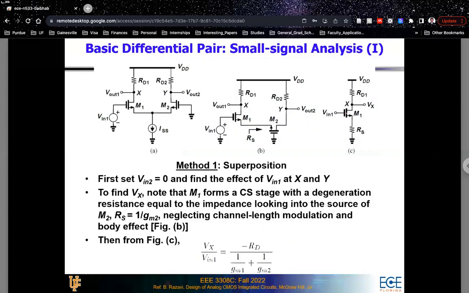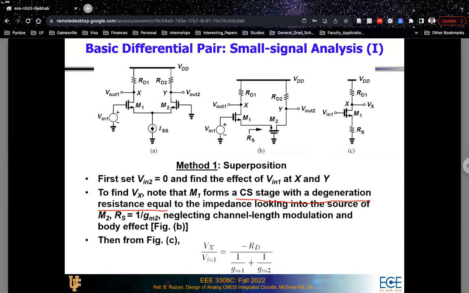So we could have also discussed this one, the Vx divided by Vin1, which is basically your common source stage with a degeneration resistance. So your common source stage with degeneration resistance is Vx divided by Vin1, that is equal to minus Rd divided by 1 over gm1 plus 1 over gm2. And that is something, again, we found out from the equation of minus gm Rd divided by 1 plus gm Rs1. So if your Rs is equal to 1 over gm2, then we end up with this particular equation. So that's your Vx over Vin1.